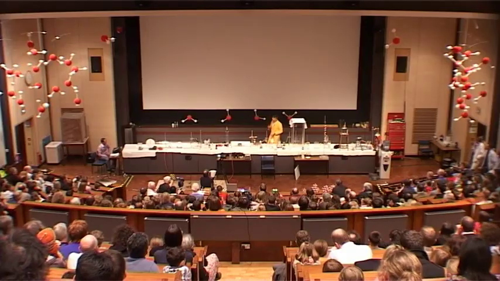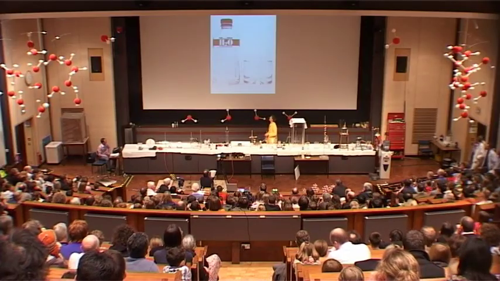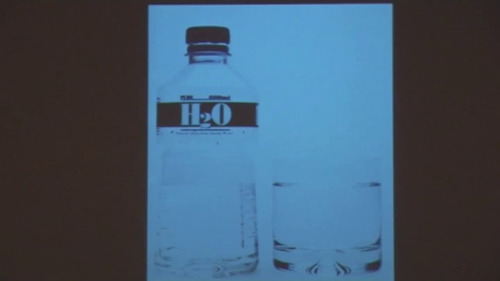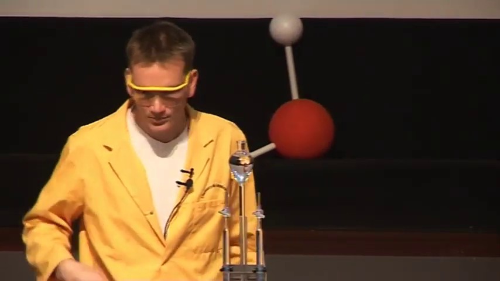Okay, but now we're going to look at water itself. So what exactly is water? Well, we're all familiar with water. It's a liquid and we drink it, and it has the formula H2O. What exactly does this mean, H2O? Well, it means that the water molecules are composed of 2 atoms of hydrogen and 1 atom of oxygen. And we can see these if we split up the water.